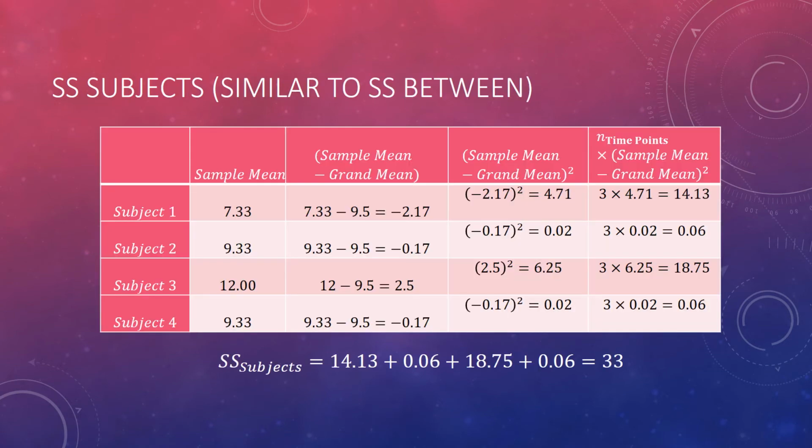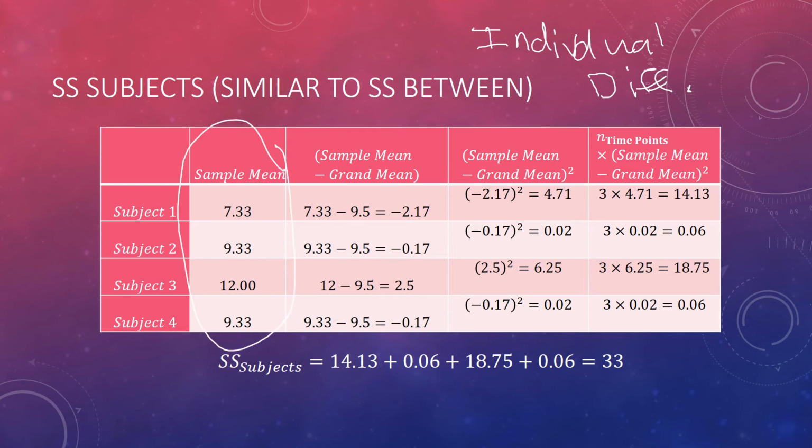Alright, then you want to get the SS subjects, which is the variability due to the individual differences. So it's very similar to getting the sum of squares between, but now instead of getting sample means for the time points, we're going to do it by the subject. So here's the sample means per subject. Subject 1 for each of the time points had a mean of 7.33. Subject 2 had a mean of 9.33, and subject 3 had a mean of 12. Subject 4 had 9.33. Then we can find the deviation from the grand mean for each of the subject means. So 7.33 minus 9.5, 9.33 minus 9.5, 12 minus 9.5, and 9.33 minus 9.5 again. And then we square those values.